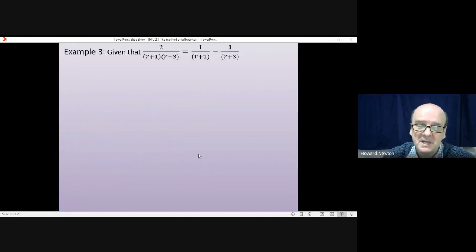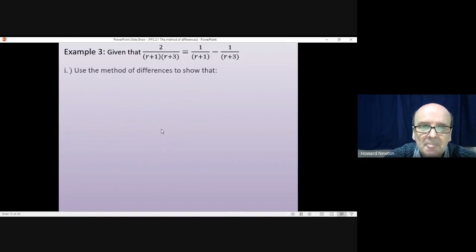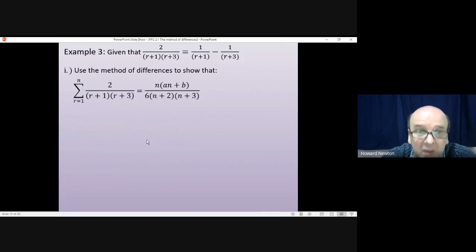Okay, a third example. The difference in this example is that there's two numbers different between these. You've got r plus 1 and r plus 3. Use the method of differences to show that you can get a formula for that sum which is equal to this, where you have to work out what the values of a and b are.